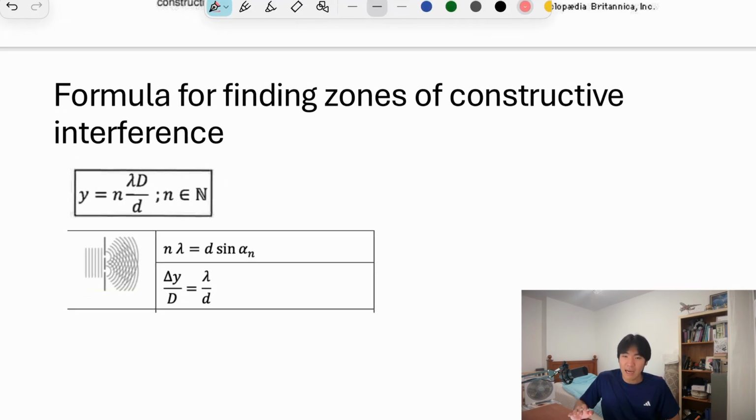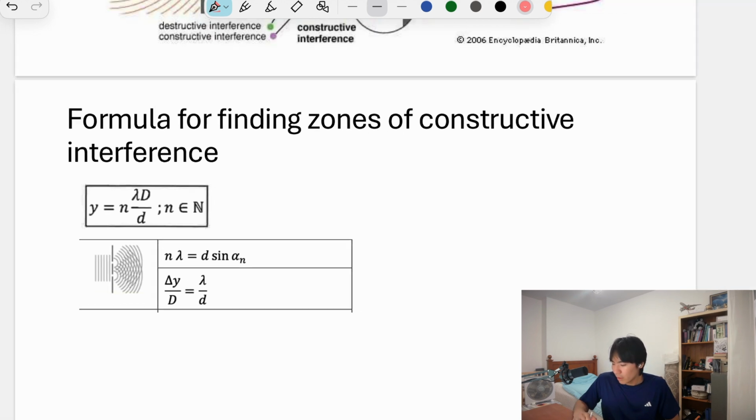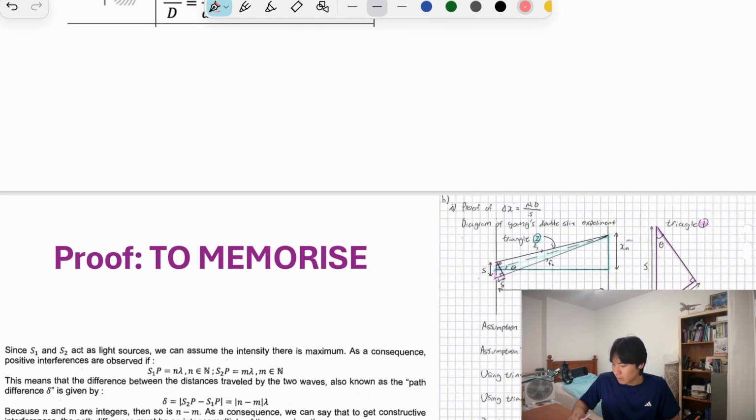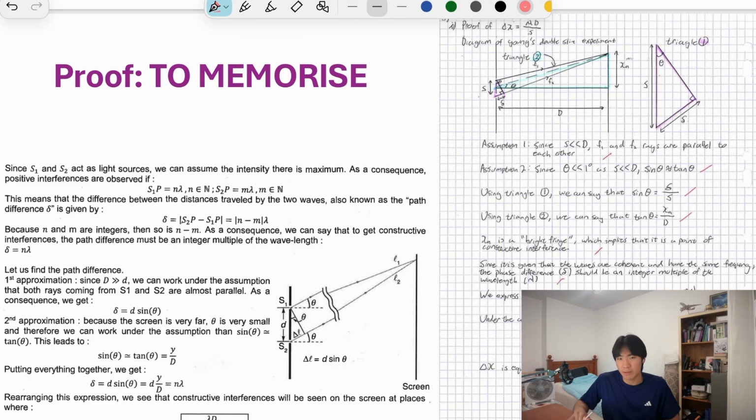And in my experience, around 8 out of 10 times, so 4/5 of the time, you are going to be asked for this derivation here. And you are going to learn what each of these symbols mean, how you should derive it, how you can become better at deriving it every time, for this formula here. So this proof is to memorize, okay?